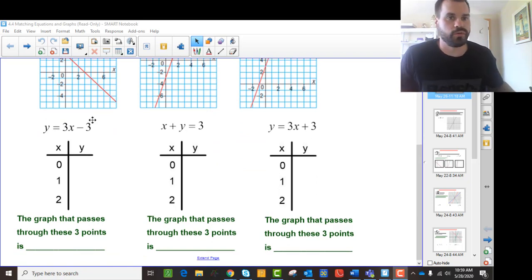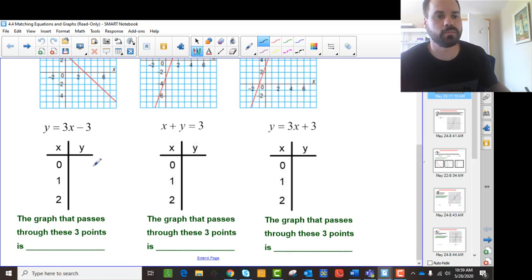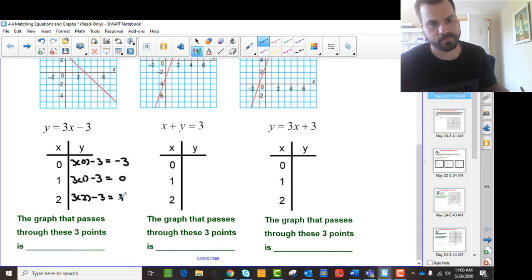You're used to that by now, I think. So we're going to plug in 0 first. So 3 times 0 minus 3, which gives us minus 3. And then 3 times 1 minus 3, which gives us 0. And then 3 times 2 minus 3, which gives us 3.